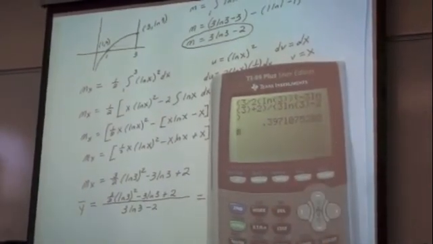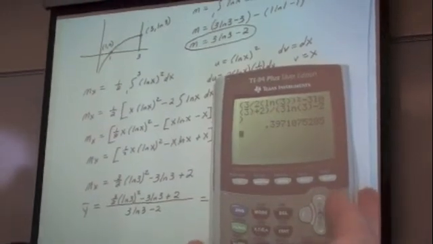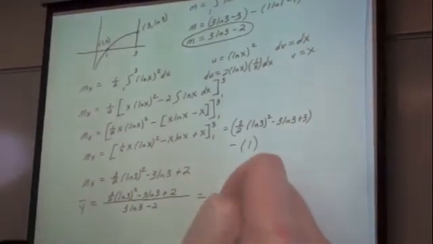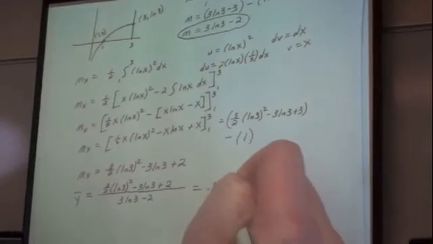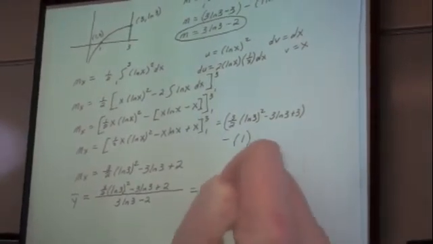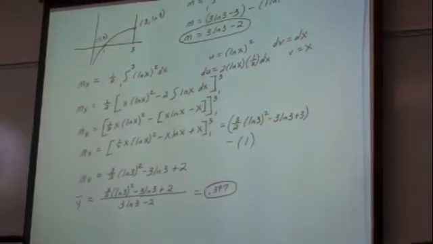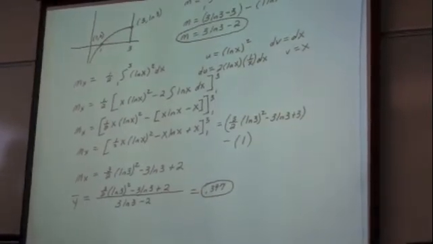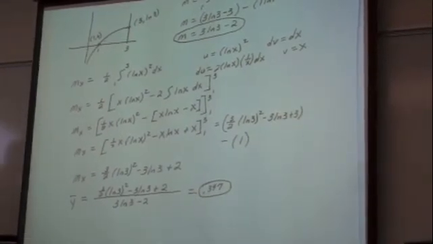So I'm getting 0.397 approximately there, which is closer to 0 than it is 1.098. So I'm satisfied with that as, yeah, I think that should be right.